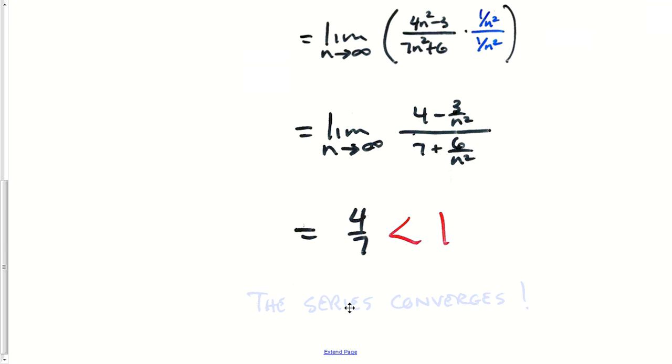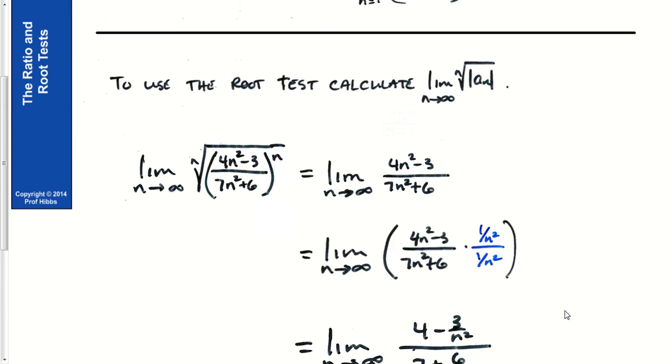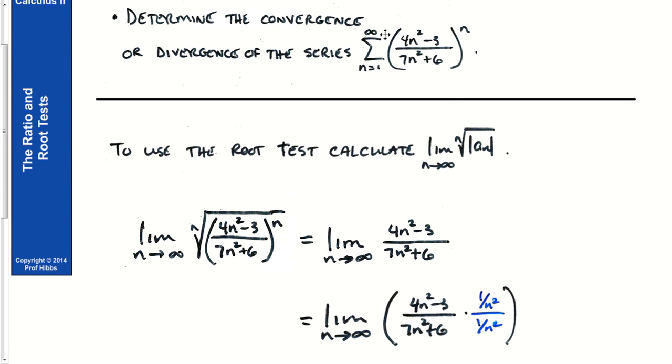And since it's less than 1, we know this series converges. And what do we mean? Of course, we mean this original series converges. That is, that sum is finite. That's what we mean when we say the series converges, that the sum is actually finite. An infinite sum is finite.